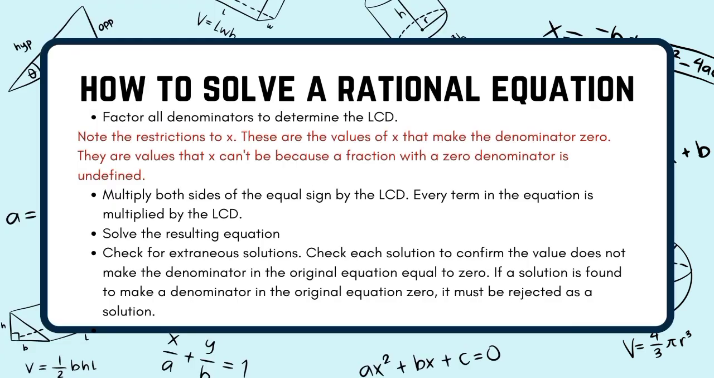How to solve a rational equation? Factor all denominators to determine the LCD. Note the restrictions to x. These are the values of x that make the denominator 0. They are values that x can't be because a fraction with a 0 denominator is undefined.